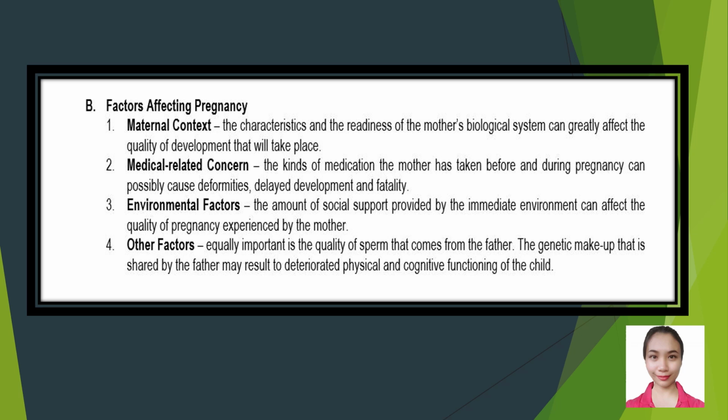Next, number 4, we have other factors. So, equally important is the quality of the sperm that comes from the father. The genetic makeup that is shared by the father may result in deteriorated physical and cognitive functioning of the child. So, this is called the paternal factors. Father's exposure to lead, radiation, certain pesticides, and petrochemicals may cause abnormalities in sperm that will lead to miscarriage or disease such as childhood cancer. As in the case of older mothers, older fathers also may place their offspring at risk for certain defects.